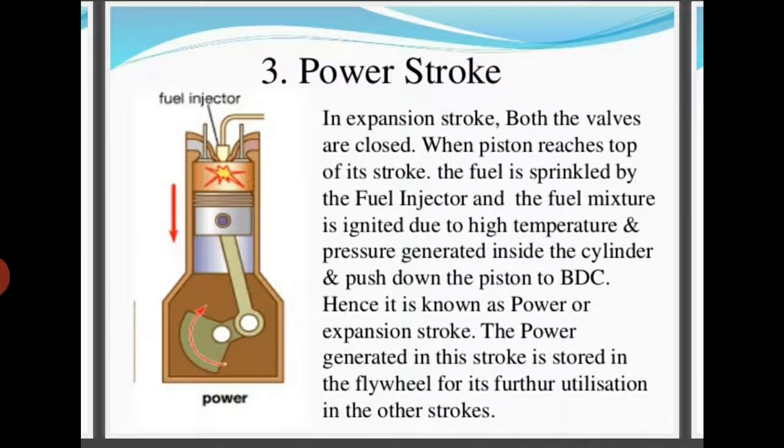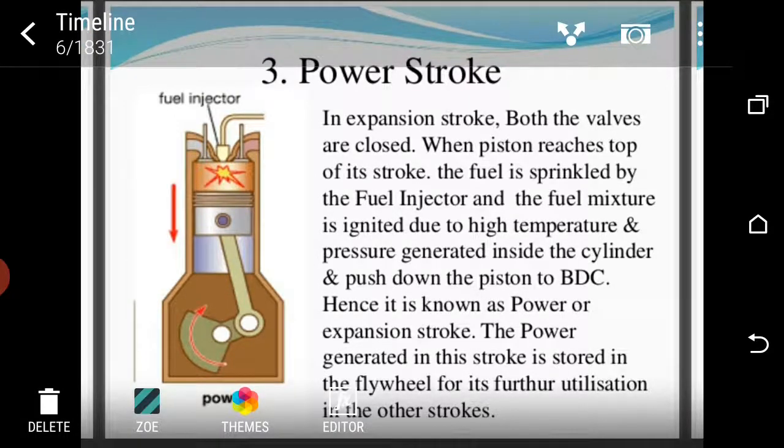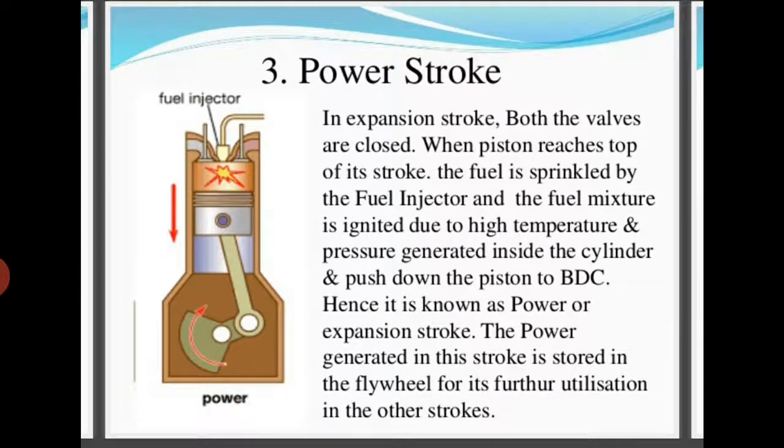Now the next stroke is called the power stroke or expansion stroke. You can see in this slide, both the valves are closed. Due to the combustion of the fuel, great pressure is generated, and the piston is pushed downward with a large force. Due to this very high force, expansion of the gas takes place and work is done during this stroke, and this stroke is also called the power stroke. The power stroke is completed as the piston moves from TDC position to BDC position.